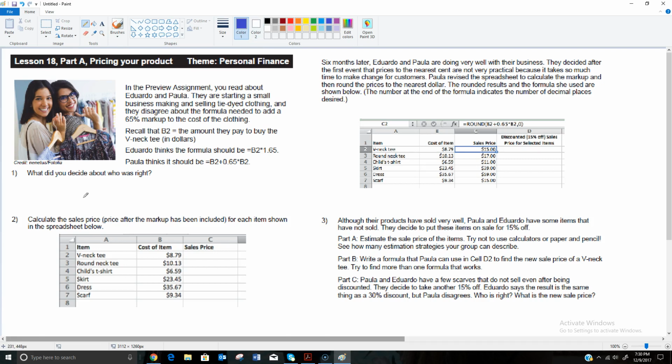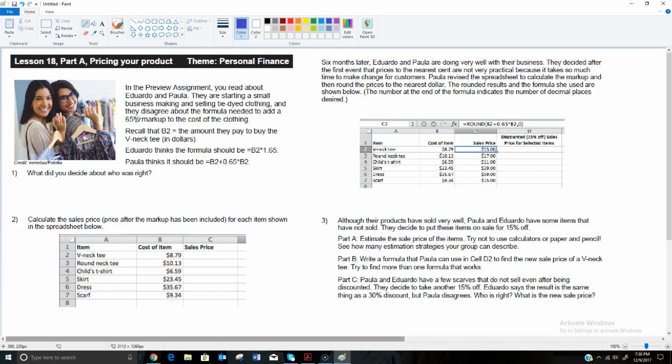So in this first one, we're going to talk about these two people who are in a partnership in a business. We have Eduardo and we have Paula. And it says that they're starting a small business making and selling tie-dye clothing. And they're disagreeing about the formula needed to add a 65% markup to the cost.